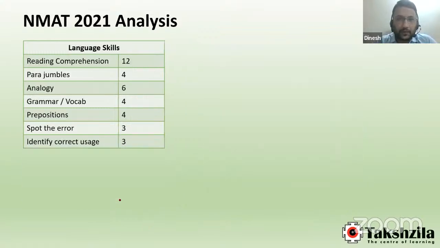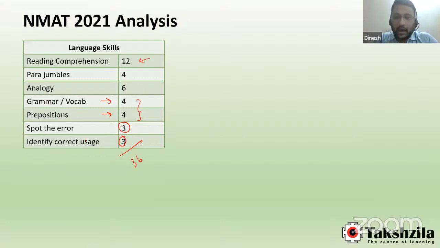After this, if you see the language section, everyone, out of 36 questions, 12 questions were from reading comprehension, 4 from parajumble, 6 from analogy, 4 from grammar or vocab. These are fill in the blanks questions, everyone. These 4 are also fill in the blanks where we need to fill the prepositions. 3 are spotting the error. 3 are correct word usage, everyone.